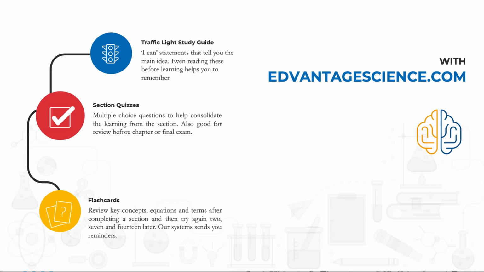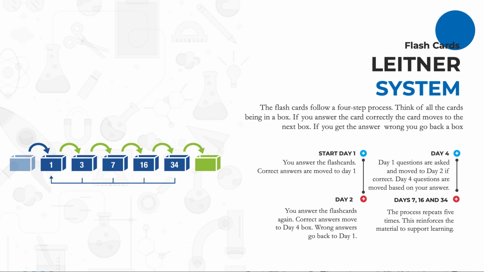At the end of every section in your book, there is a quiz at EdvantageScience.com. It's only 4 to 6 questions. They're multiple choice, and they're a way to help you remember. So maybe when you're at home after the day or the next day, if you take that quiz, that'll be another way that you can go after that forgetting curve and review the material. But the one I want to talk about today is the flashcards. Our flashcards, which you can find by section, review key concepts, equations, and terms after you complete a section.